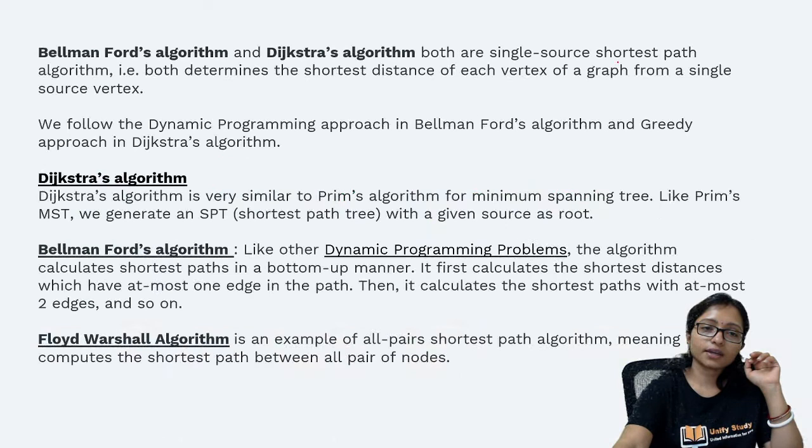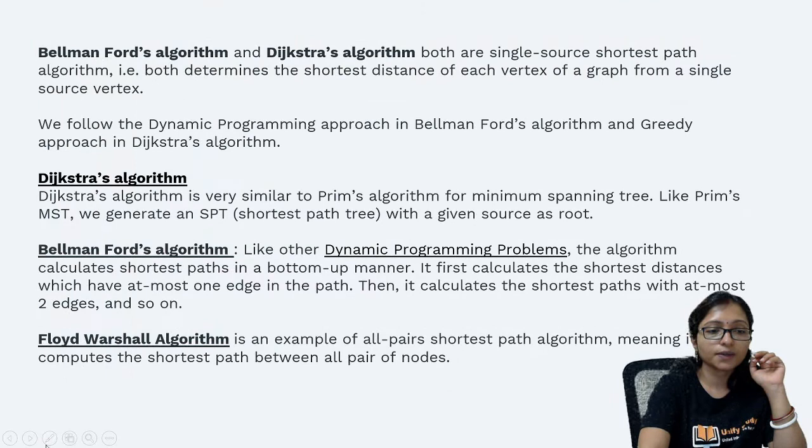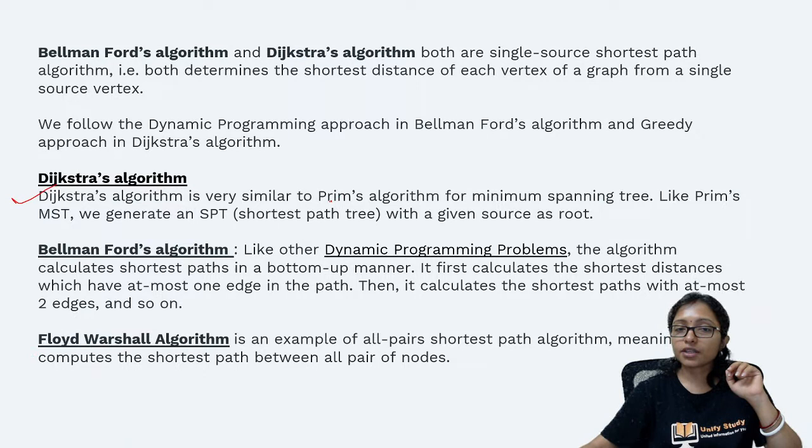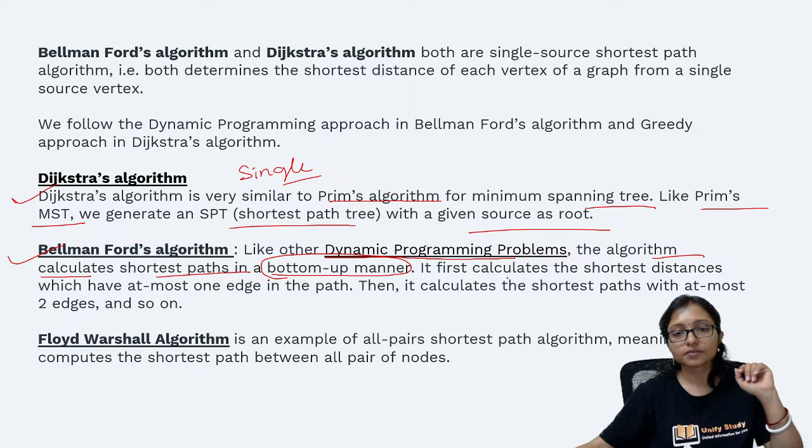So after that, I am showing you the difference between Dijkstra, Kruskal's and Floyd Warshall. What is the main difference? The main difference is Dijkstra's algorithm is just like Prim's minimum spanning tree, and it is the single source shortest path algorithm. It is just finding the path from the source. Bellman Ford is a dynamic approach, and the algorithm calculates the shortest path bottom up. Because just now I told you dynamic is bottom up fashion. First calculate the shortest distance with at most one edge path, then calculate the shortest path with at most two edges and so on.